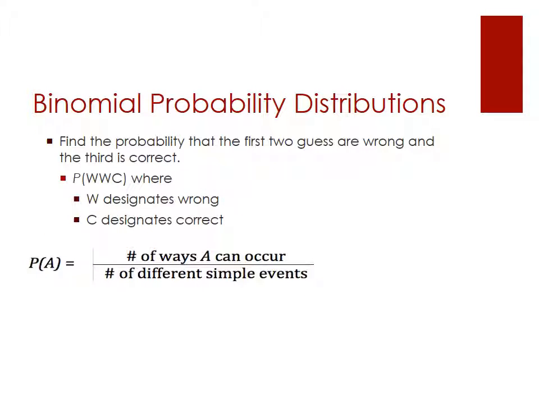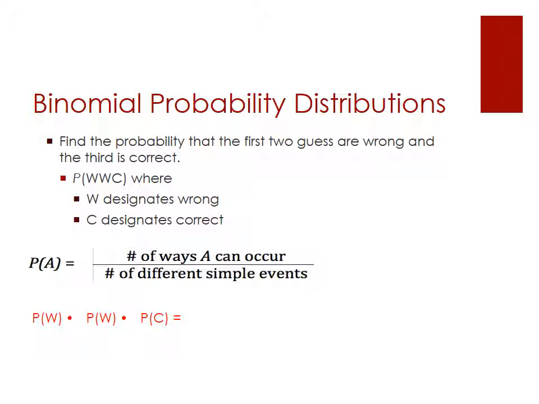Looking at this, we're going to use our basic probability formula. P of A equals the number of ways A can occur over the number of different simple events. So when we apply this basic probability formula to binomials, what we're going to have is probability of W times probability of W times probability of C.